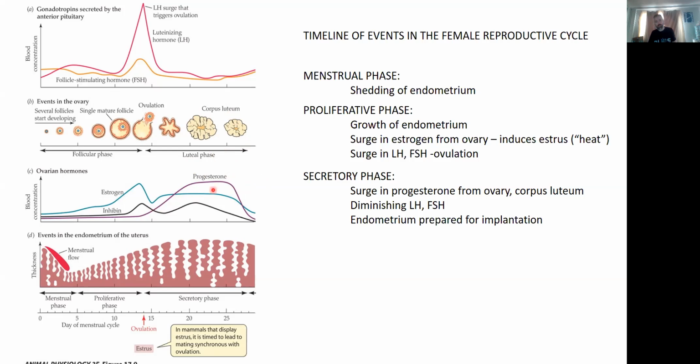And what this progesterone is going to do is it's going to maintain this endometrium. And the sloughing or the removal of this endometrium during the menstrual phase is triggered by a drop-off in progesterone. Okay, so progesterone is going to be a relatively important hormone here for maintaining this endometrium.